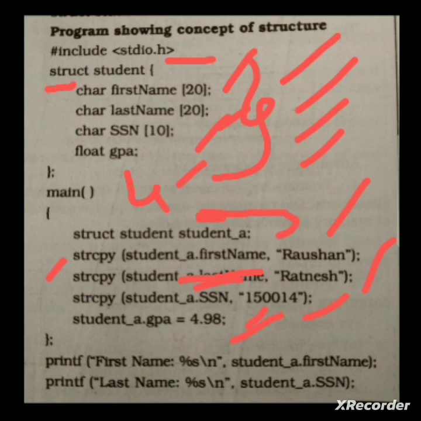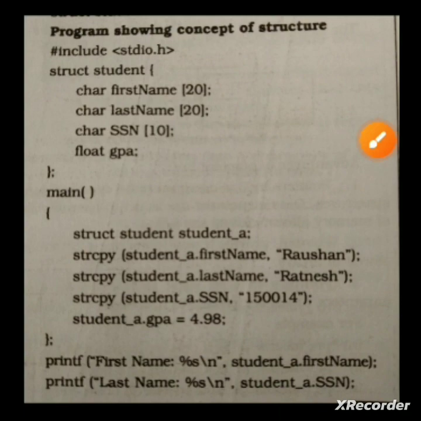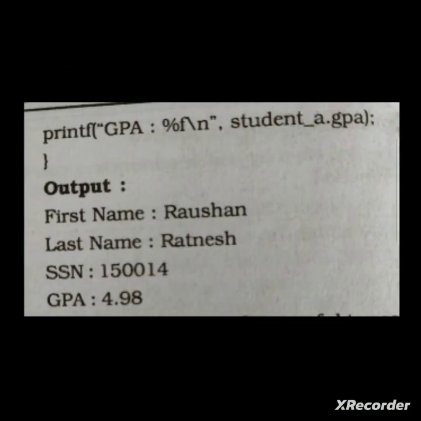Now I need to print the student data of my first student, student_A. So I'm printing like this: student_A.first_name, student_A.SSN, like this I'm printing. Since I'm using \n, it is printing line by line. So finally, this is the output of this program. This is a simple program with the help of a structure for writing a C program.